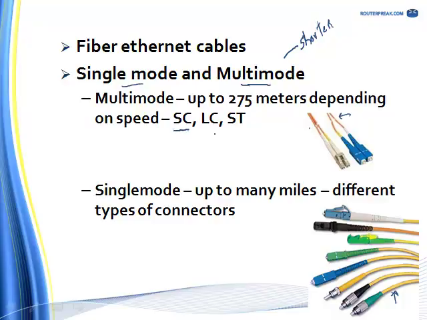Now, these SC, LC, ST, these are the types of connectors, okay? This is an SC connector here, and this is an LC connector. An easy way to think about the difference between SC and LC: LC is the little connector. LC, little connector. The SC, you can think of as your standard connector, as an easy way to remember it.